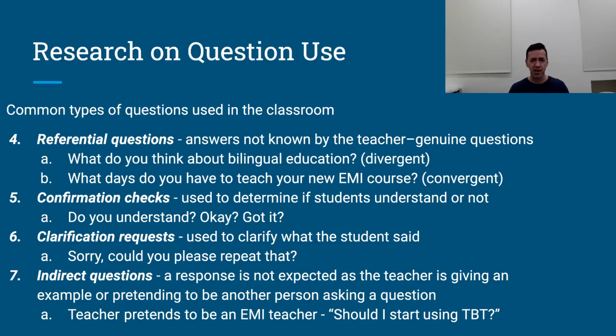Okay, number 6, clarification requests. They are used to clarify what the student said. So for example, sorry, could you please repeat that? Number 7, we have indirect questions. So here a response is not expected as the teacher is giving an example or pretending to be another person asking a question. So for example, the teacher is talking and they want to pretend they're someone else. They will say, okay, should I start using TBT? I'm asking a question pretending to be somebody else.